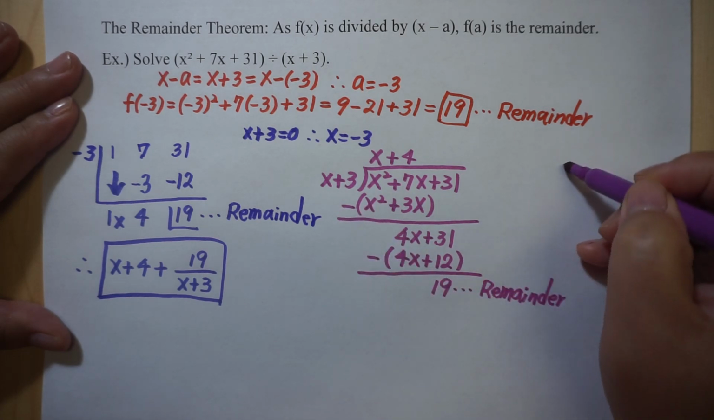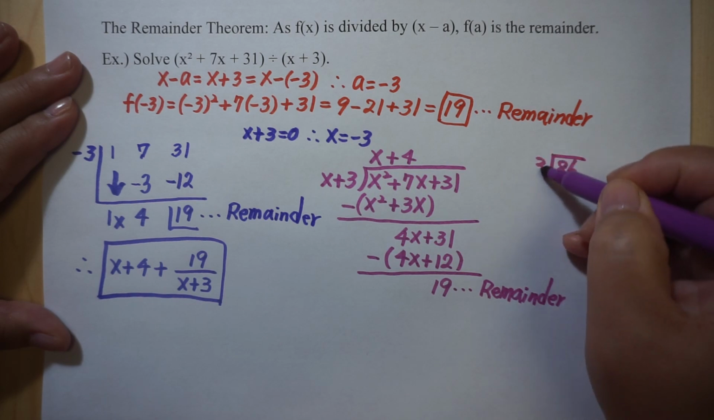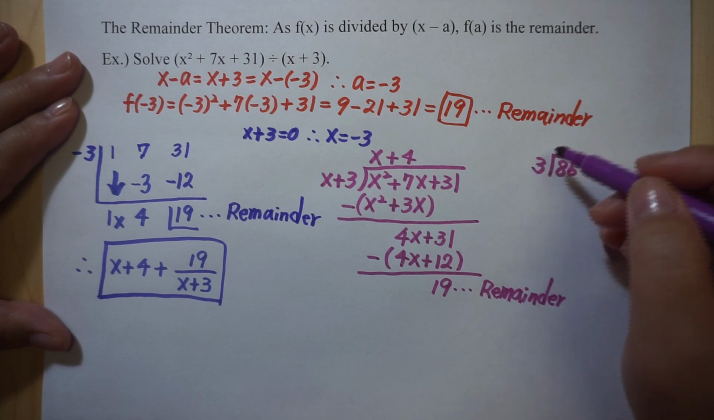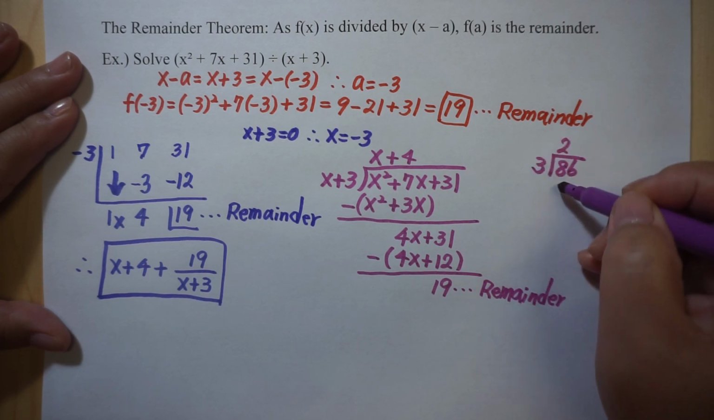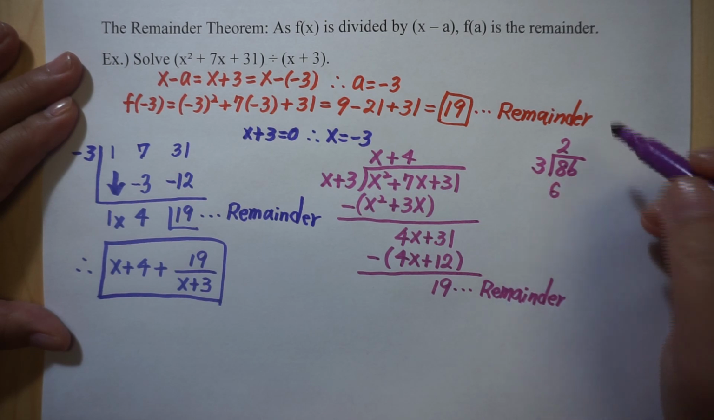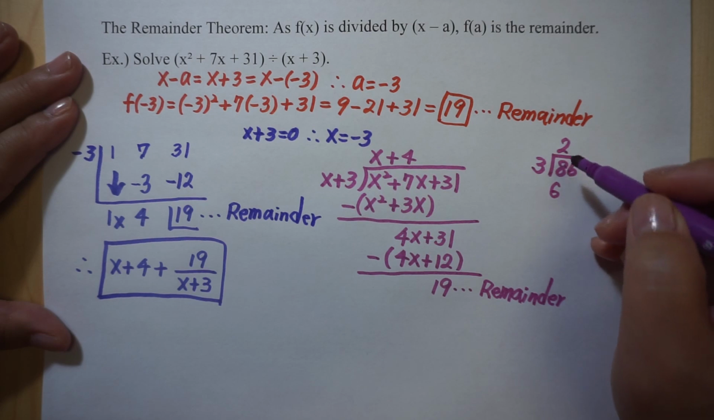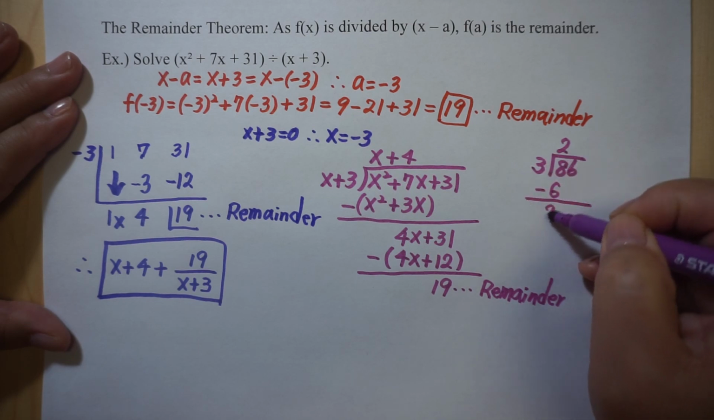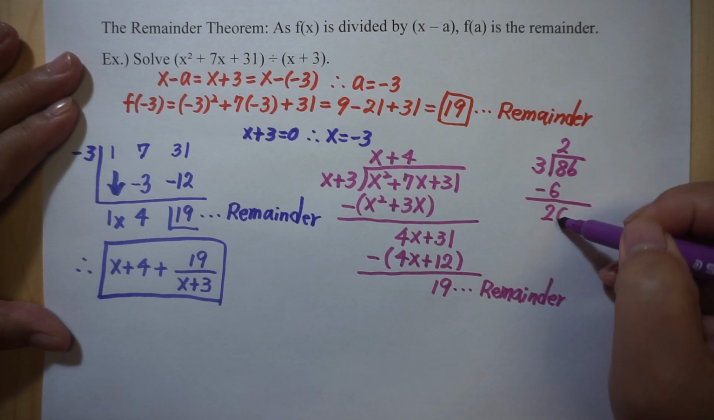It's the same thing as 86 divided by 3. We have to do first 8 divided by 3, which is 2 here. And 2 times 3 is 6. And what you have to do next? You're going to subtract, 8 minus 6, which is 2. And you're going to bring down the number 6 here.